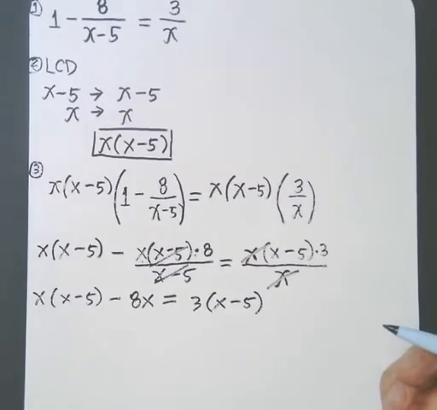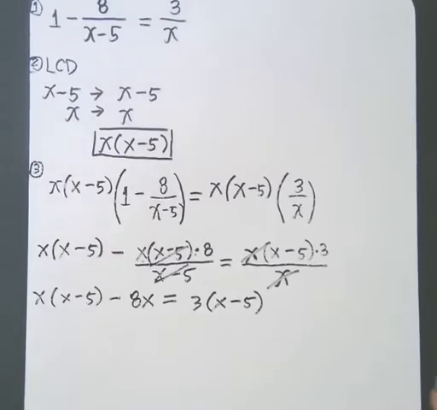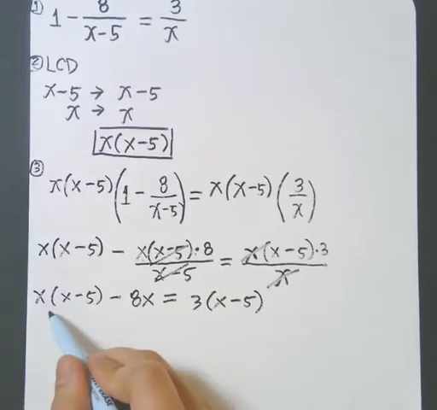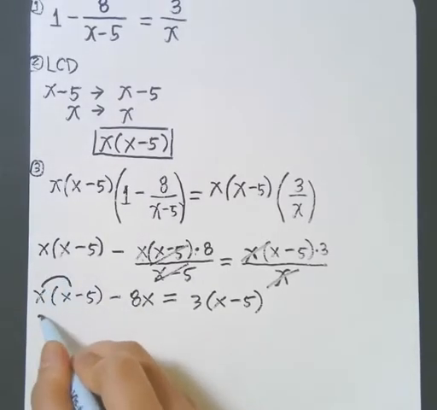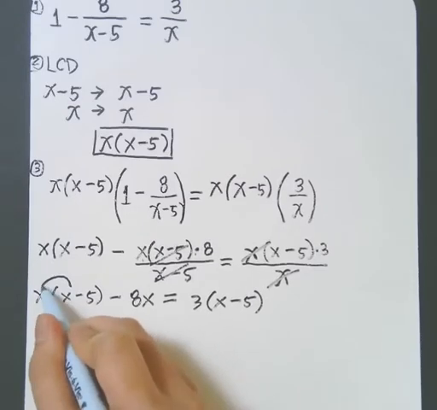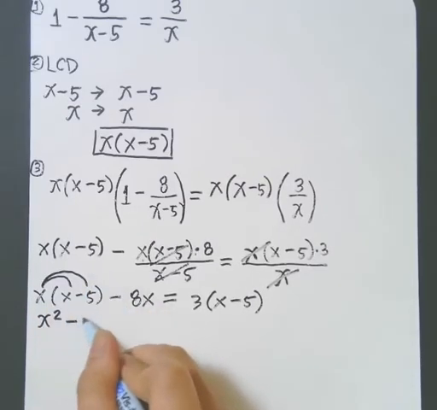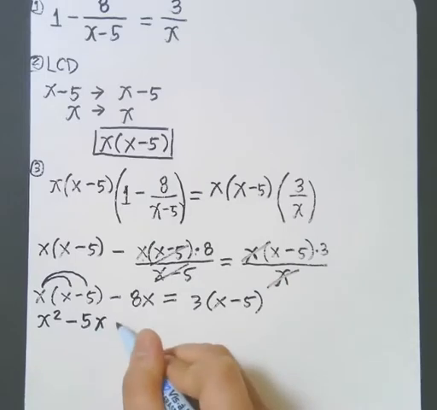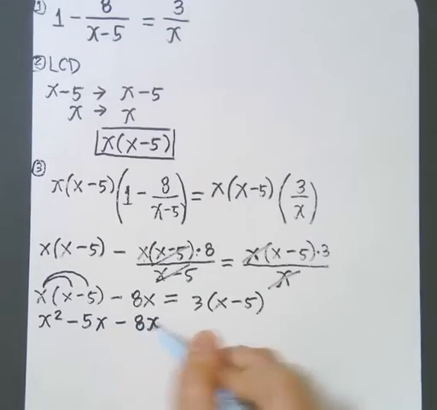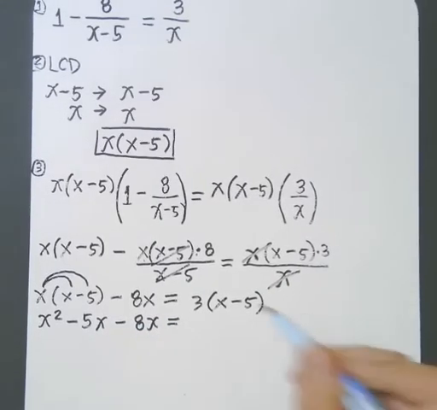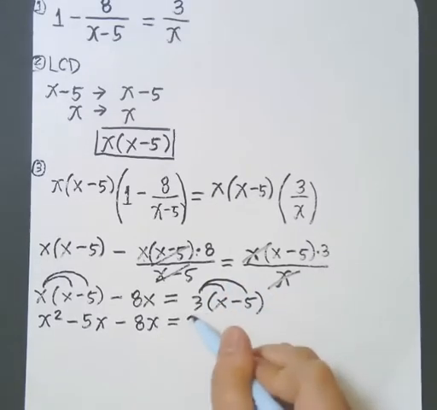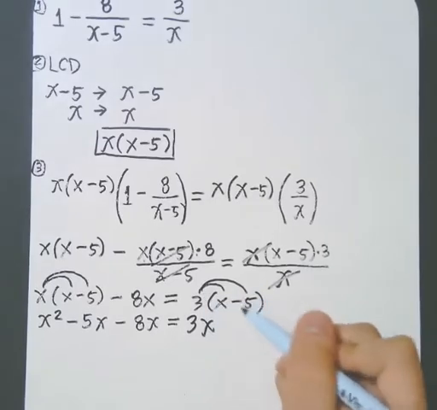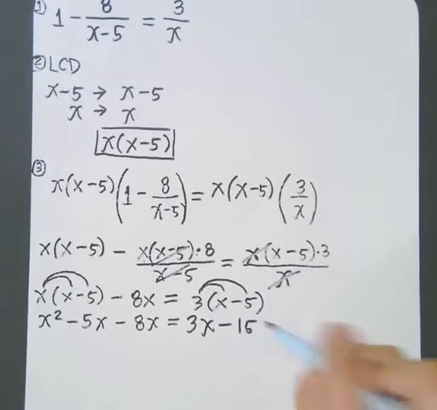Step 4 and step 5, which is to simplify and solve for our solution. Apply distributive property of multiplication here. x times x is x squared. x times negative 5 is negative 5x. Minus 8x is equal to, we also apply distributive property of multiplication. 3 times x is 3x. 3 times negative 5 is negative 15.